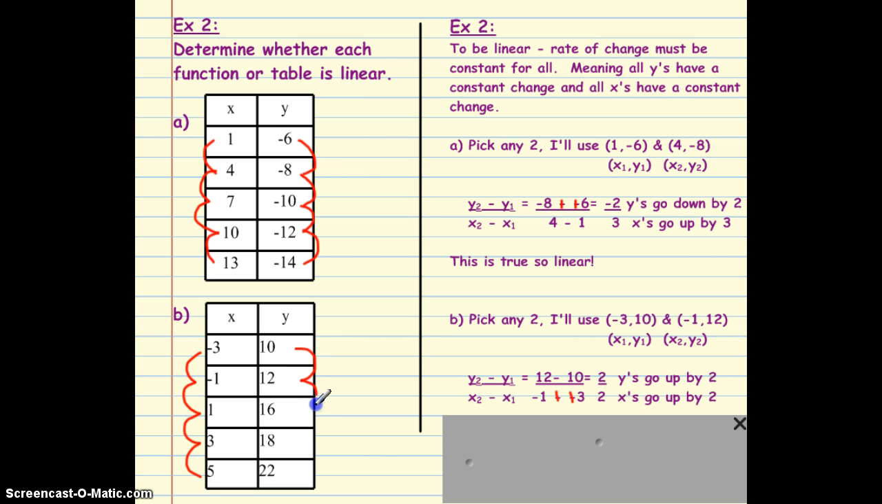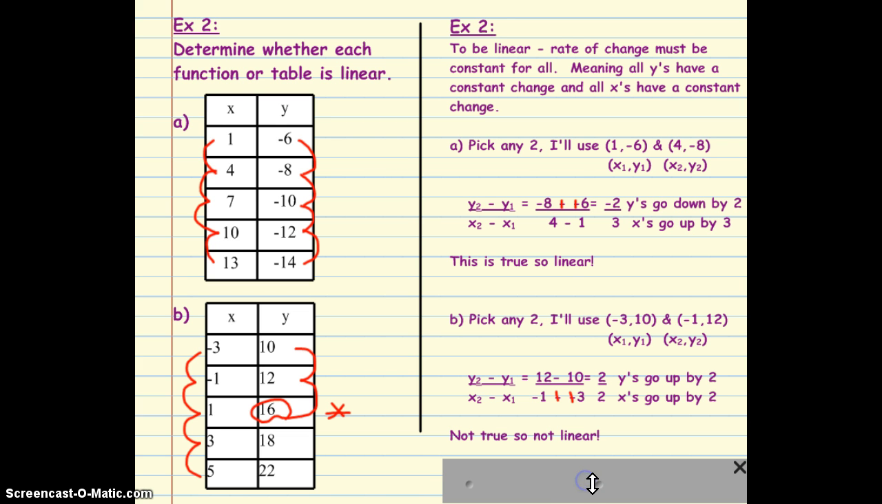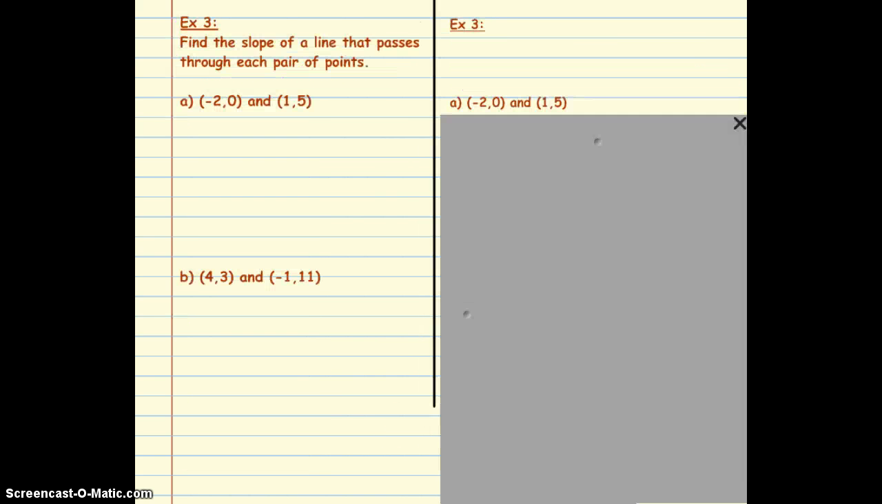12 plus 2 is not 16. Okay, because this does not go up by 2. It doesn't have that constant rate of change. This table is not linear. It doesn't work for everything in the table. Again, to be linear, the rate of change must be constant for all your points.